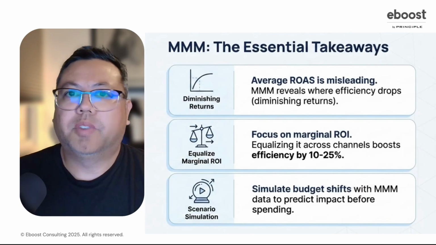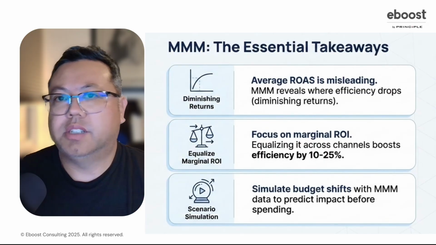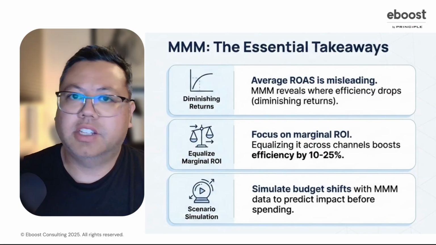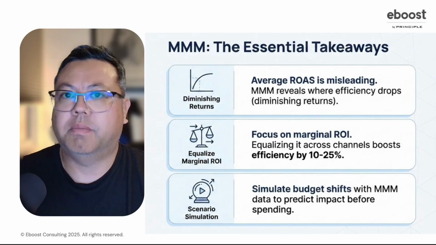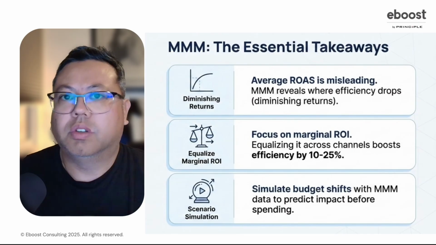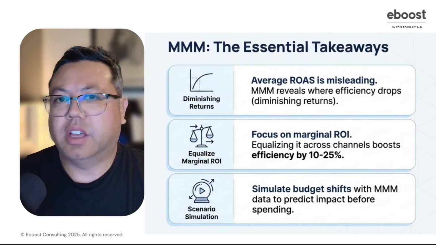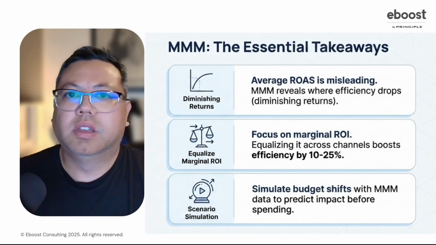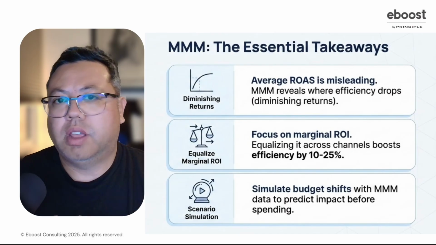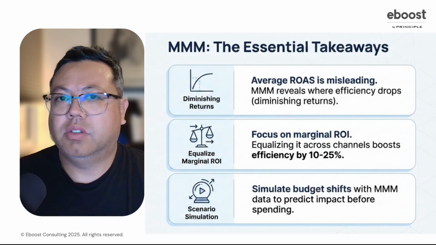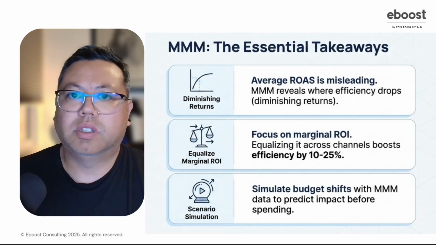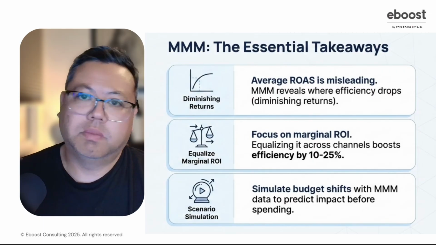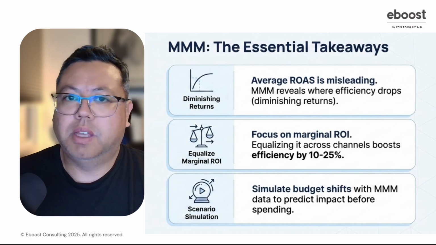So let's recap. 1. Average ROAS is misleading for budget allocation because it hides diminishing returns and it takes credit for conversions that would have happened anyway. 2. Incrementality testing gives you causal proof of what is actually driving revenue. And 3. Modern MMM takes that proof and turns it into an optimized allocation model with scenario planning built in. The best marketing teams are not the ones with the biggest budgets. They are the ones with the best measurement.